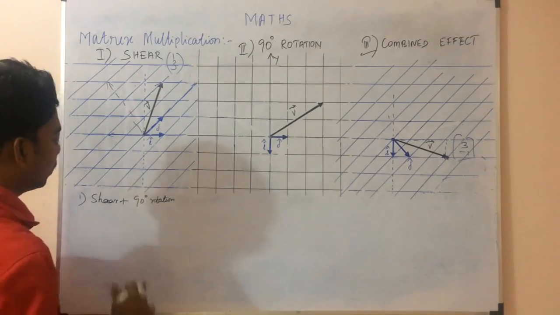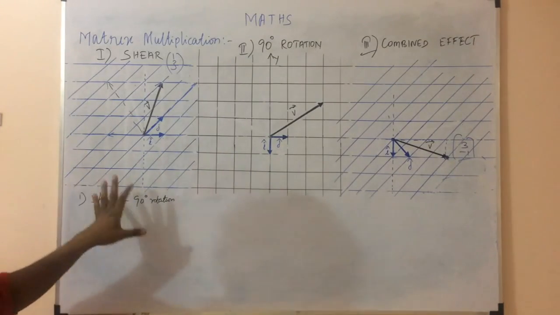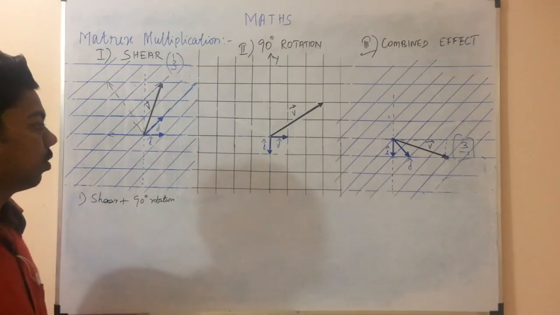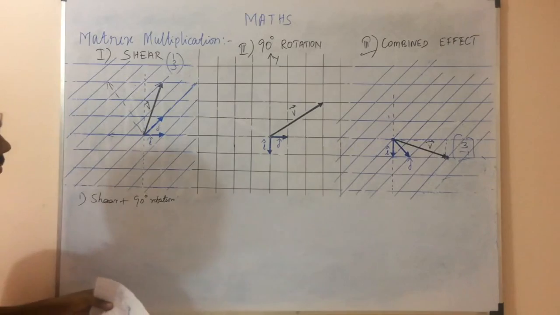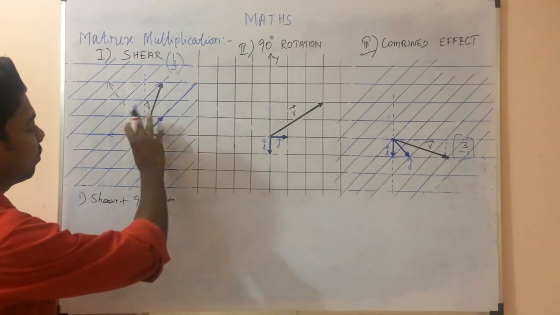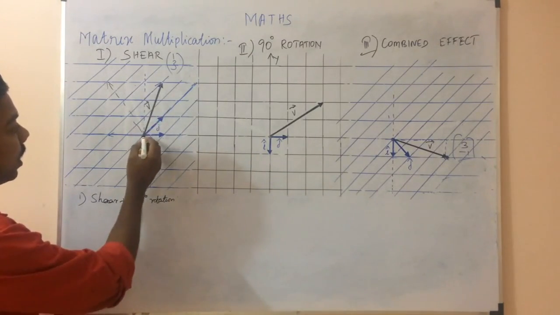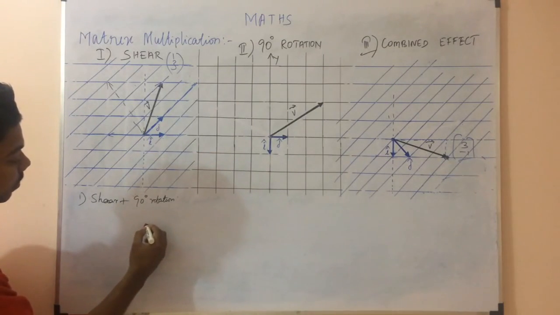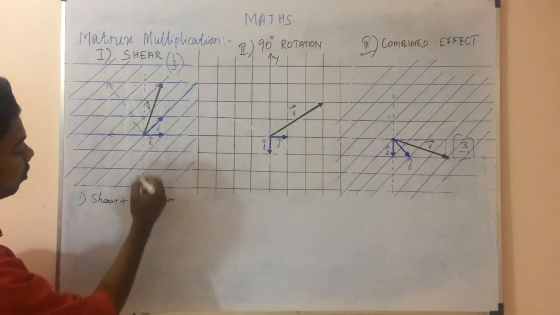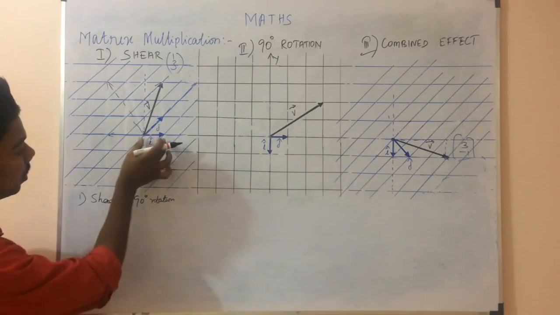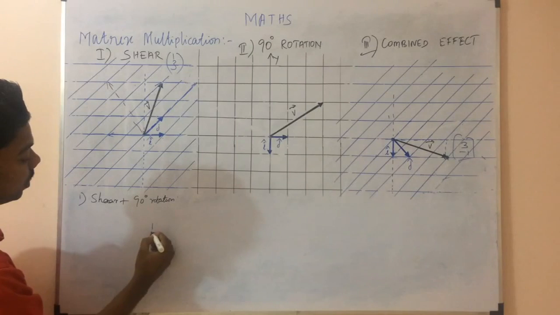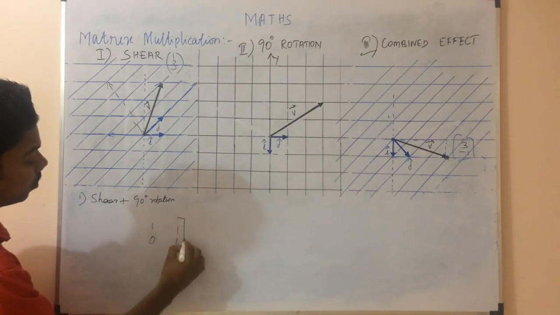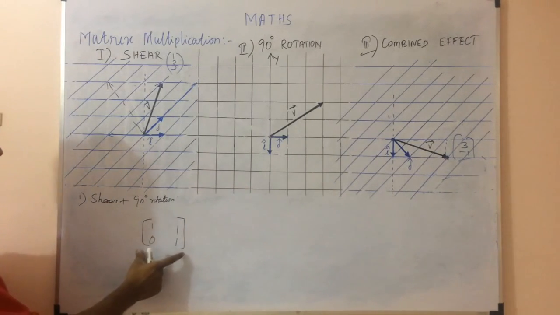Okay, first I am going to calculate what will be the combined effect: first shearing and then 90-degree rotation. What will be the shearing transformation done? After the shearing transformation, what will be the position of i cap and j cap? i cap denotes (1, 0) and j cap denotes (1, 1). So this will be the shearing transformation.